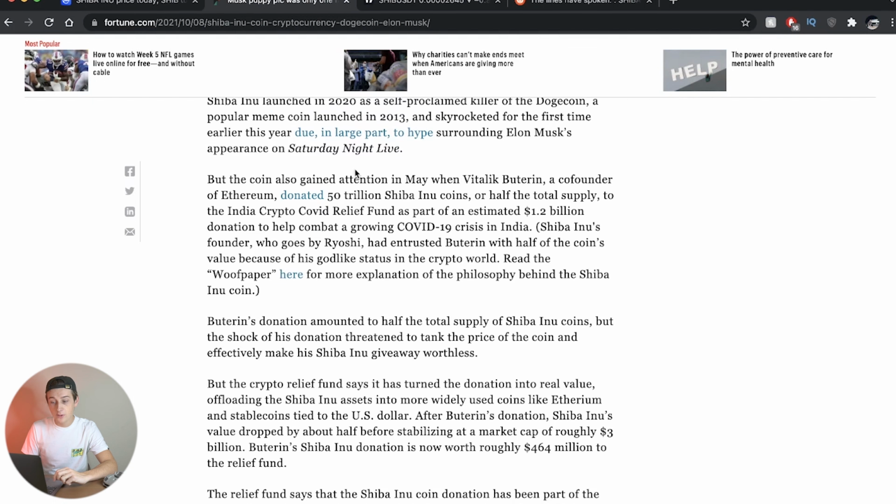So, but the coin also gained attention in May when Vitalik Buterin, I know I'm mispronouncing that, let me know in the comments below, a co-founder of Ethereum, donated 50 trillion Shiba Inu coins, or half the total supply, to the India Crypto COVID Relief Fund as part of an estimated $1.2 billion donation to help combat the growing COVID-19 crisis in India. Shiba Inu's founder, who goes by Ryoshi, had entrusted Buterin with half of the coin's supply because of his godlike status in the crypto world. Read the Wolf paper here for an explanation.